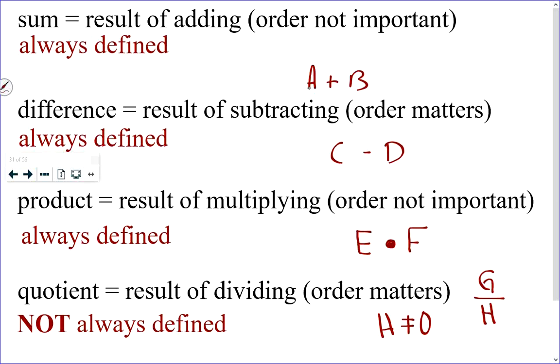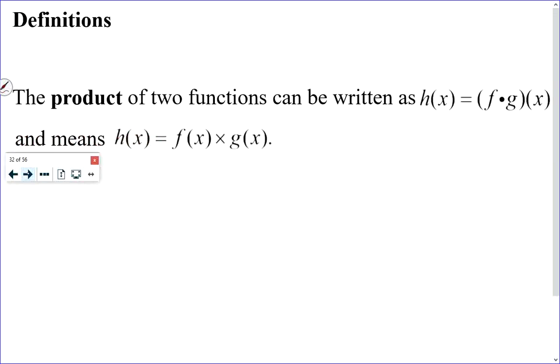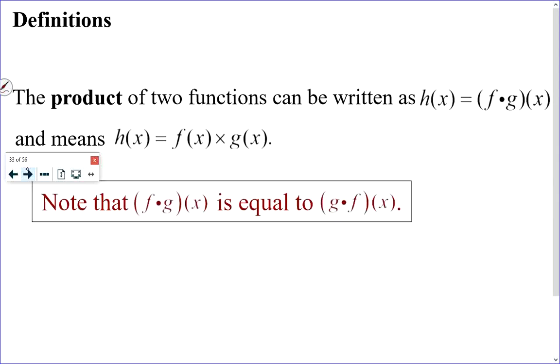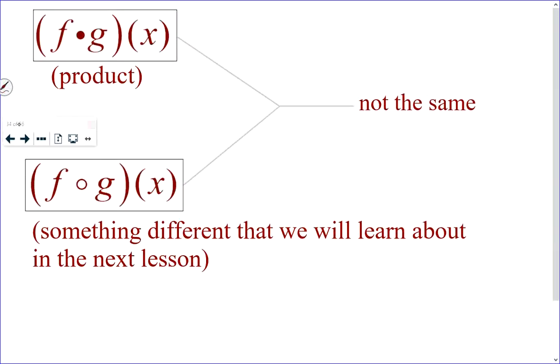All right, let's take a look at the notation first of all. The product of two functions can be written as h of x equals, now there's a solid dot in between the f and the g, but we pronounce it as f times g of x. And what it means is f of x multiplied by g of x. Before we go on, it's really important when you draw that dot to draw it as a solid dot, because these two things mean something different. Okay? A solid dot means a product.